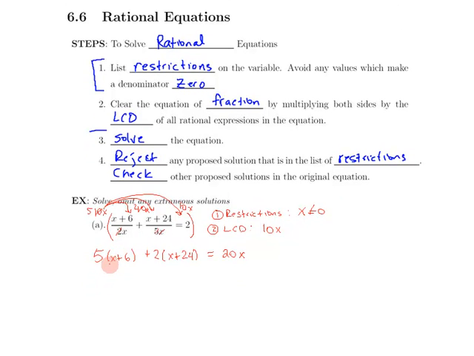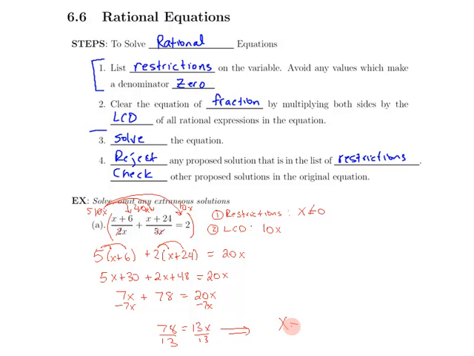Now I'm just going to solve this, which means simplify both sides and try to get the x by itself if I can. I have 5x plus 30, which we get from distributing here. Take the 2, multiply it times those. I'll have plus 2x plus 48 is equal to 20x. Combining like terms on the left gives me 7x plus 78 equals 20x. I'm going to subtract 7x from both sides. Gives me 78 is equal to 13x. Divide both sides by 13. And that gives me x is equal to 6.